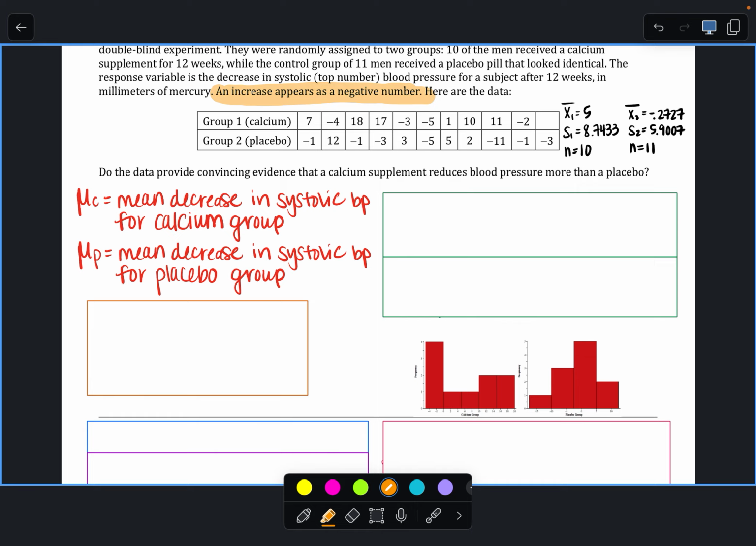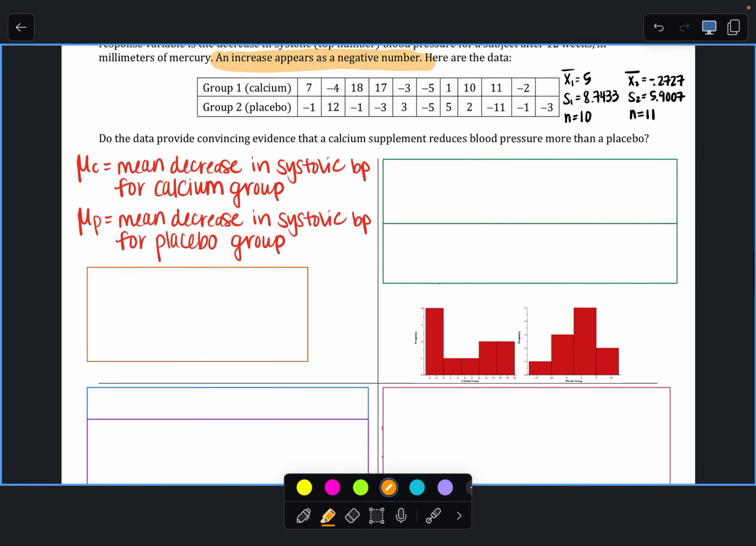So does the data provide convincing evidence that a calcium supplement reduces blood pressure more than a placebo? So I went ahead, and you don't have to always use mu1 and mu2. You can relate it to what you are doing in the groups. I did mu C for the calcium group. I did mu P for the placebo group.